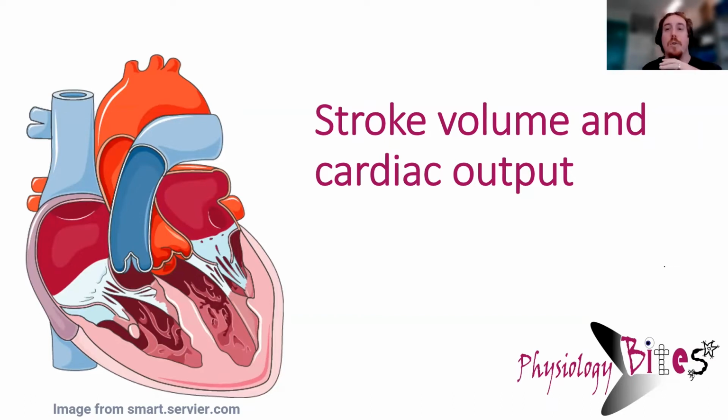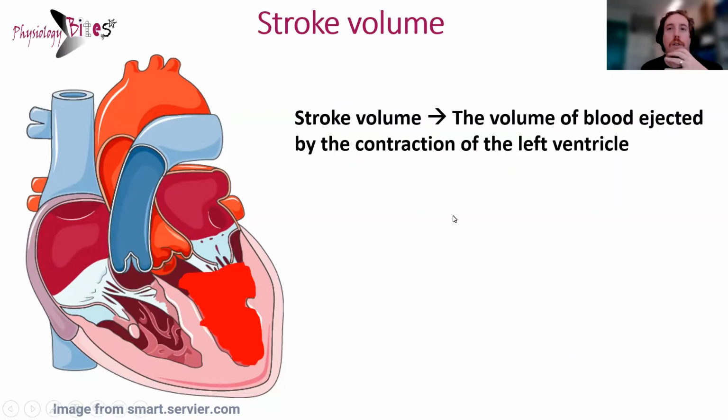And the factors we're going to be talking about today are essentially ways that we can measure or interpret how well the heart is doing that function of pumping blood. So the first thing I'll talk about is stroke volume. So stroke volume is the volume of blood ejected by the contraction of the left ventricle.